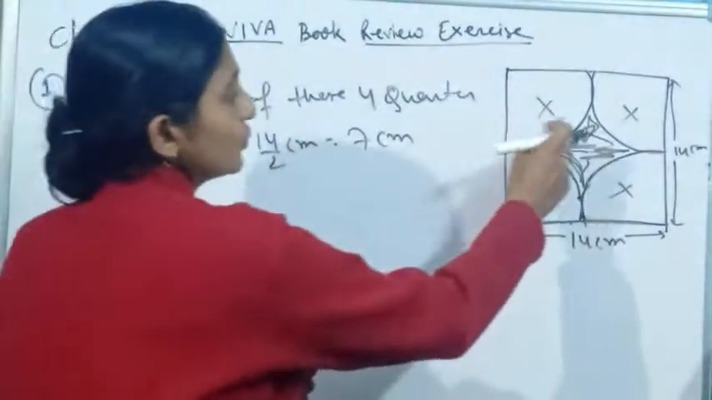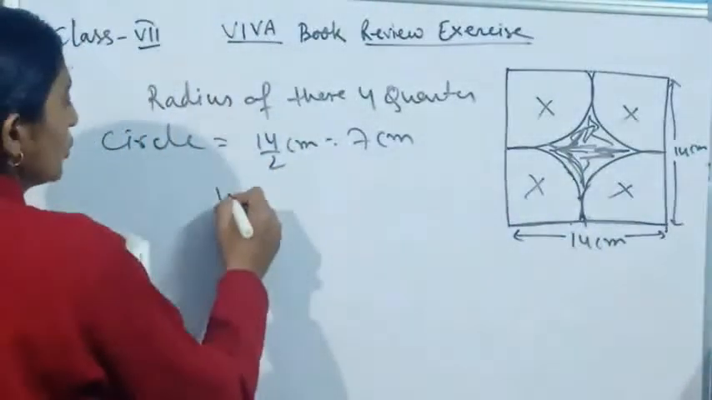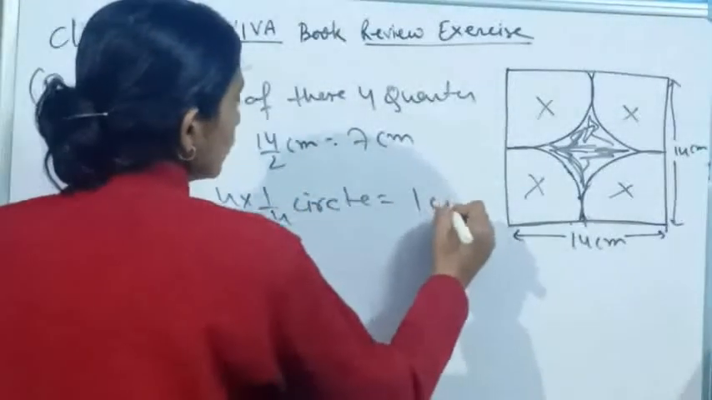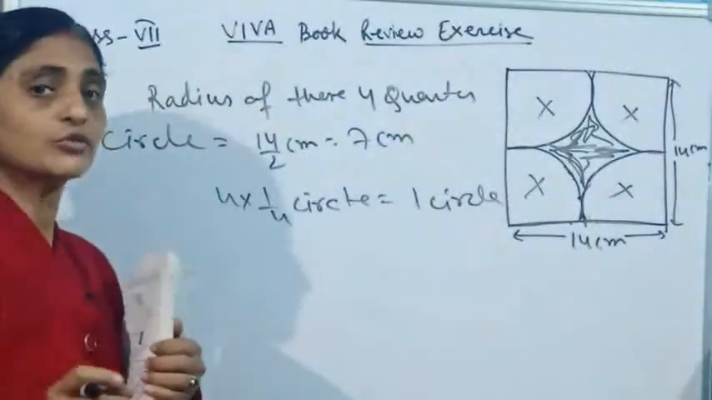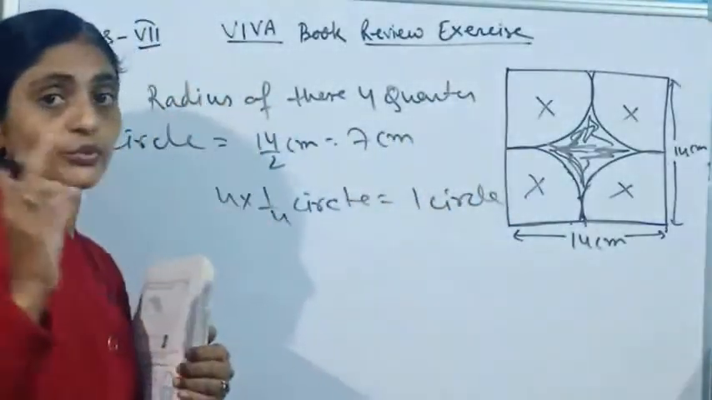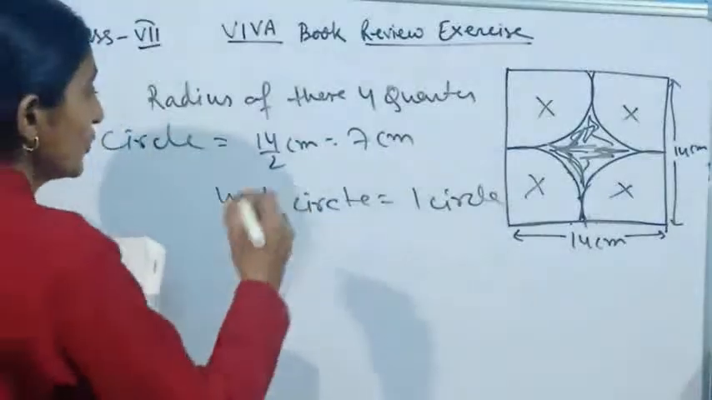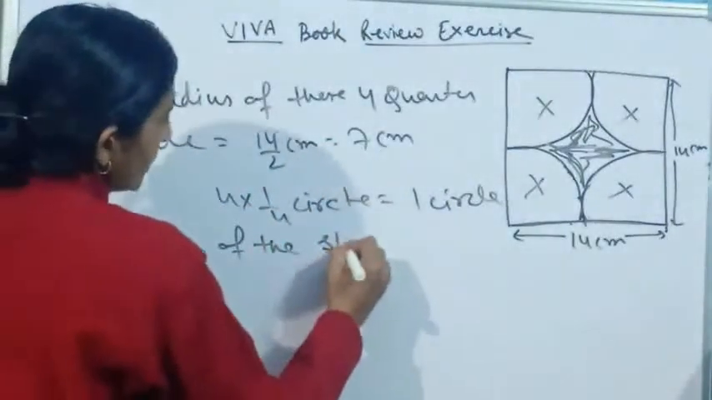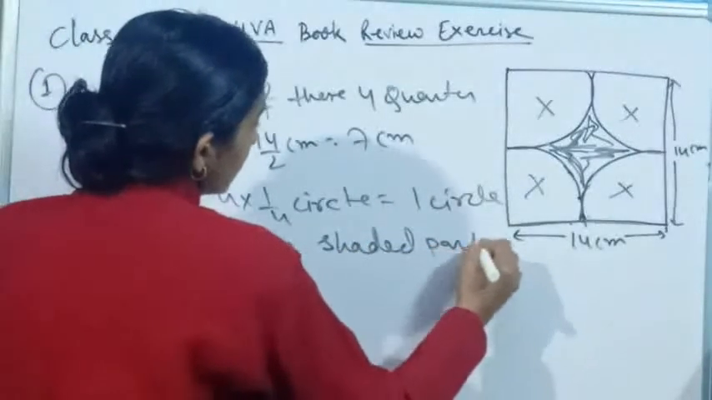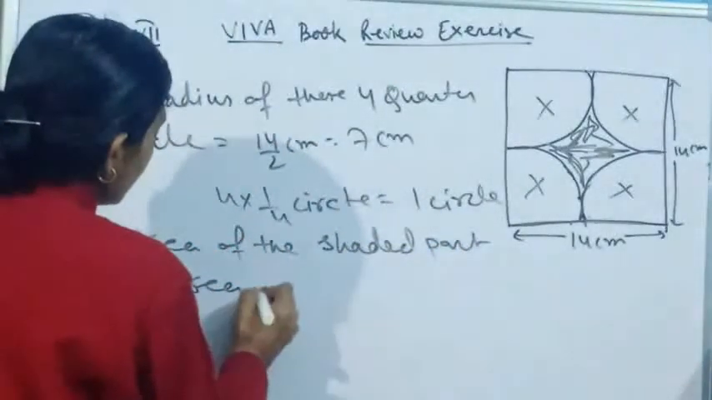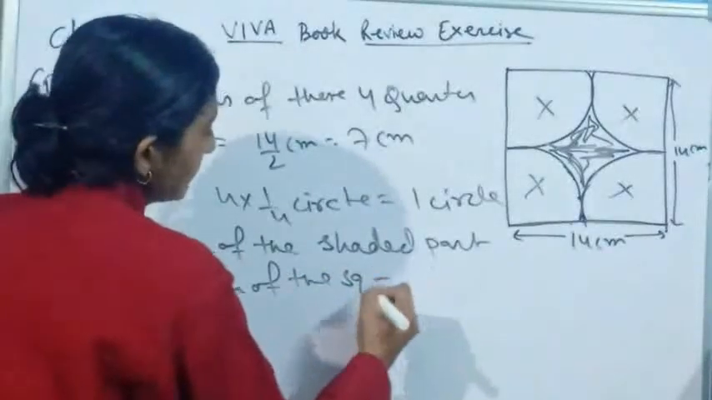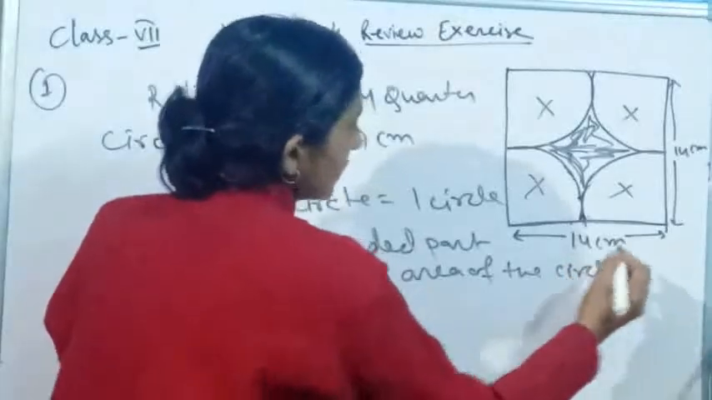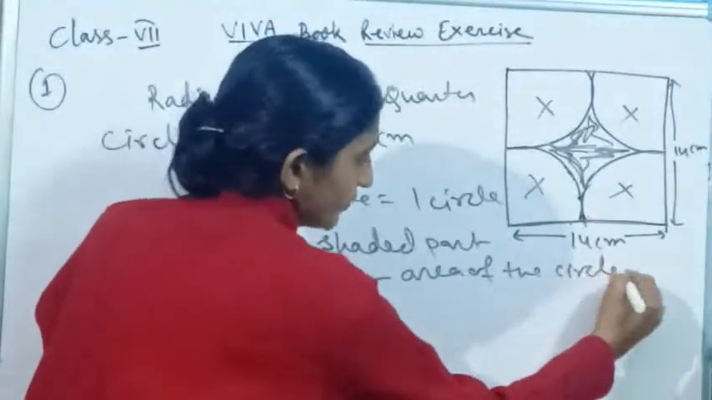And as it has 4 quarter circles, that means together 4 into 1/4 circle. Yes, what can we write? We can write it as one circle. Yes or no? And we have to find out the area of that, and that area we are going to subtract from the area of this square. So first, the area of the shaded part is equal to what? Area of the square minus area of the circle. Yes or no? Definitely yes.